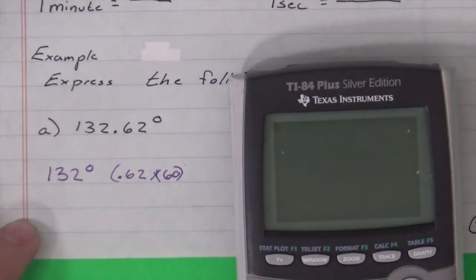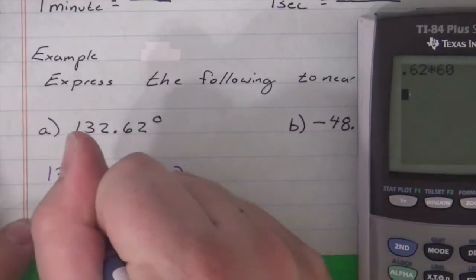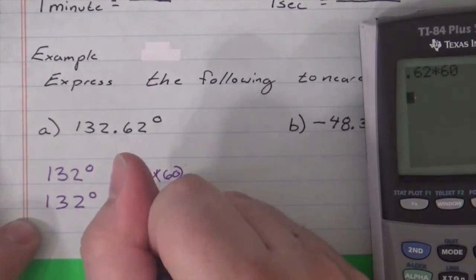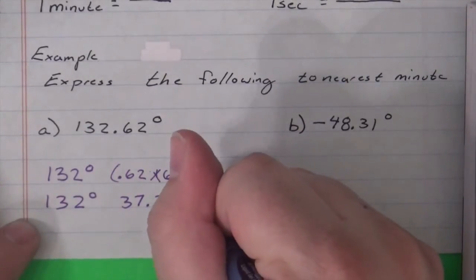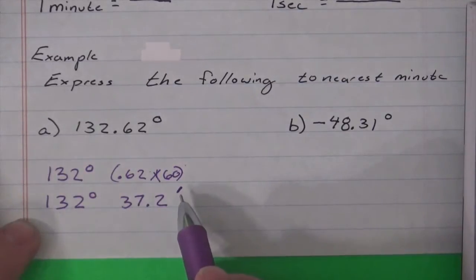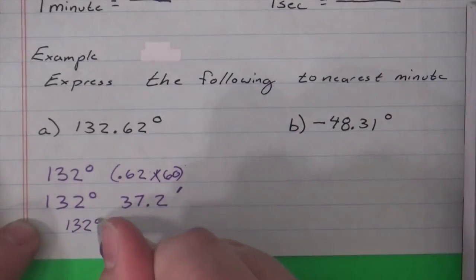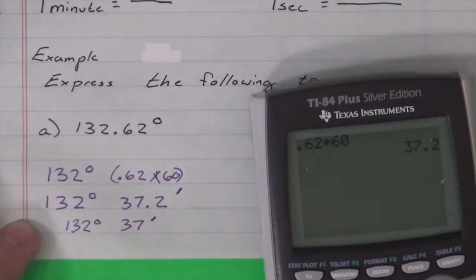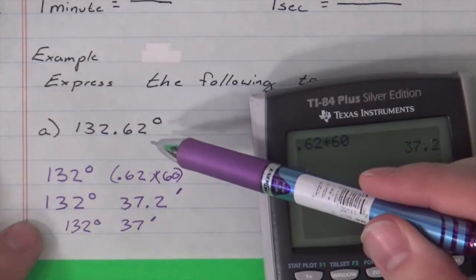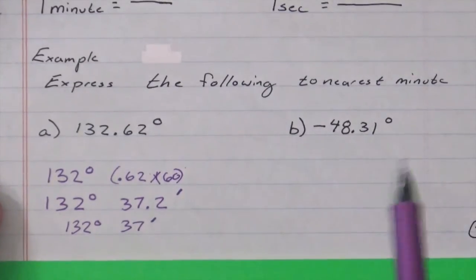So when I do, I'm going to do that in my calculator. I'm going to say 0.62 times 60, and I get 37.2. So I can rewrite this as 132 degrees and 37.2 minutes. Alright, so minutes is simply just a little hash mark. And since it told me to do to the nearest minute, I can really just simply say 132 degrees and 37 minutes. And that's really all this is. Basically, you know what the decimal is, simply multiply it by 60 and you're going to get your minutes. Alright, so why don't you try this one on your own?